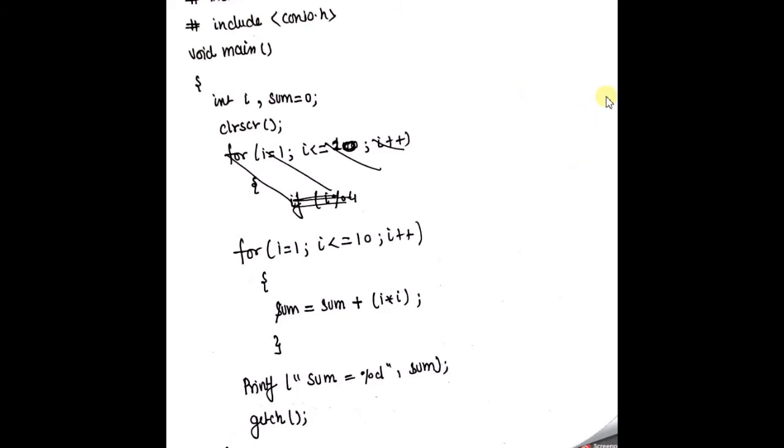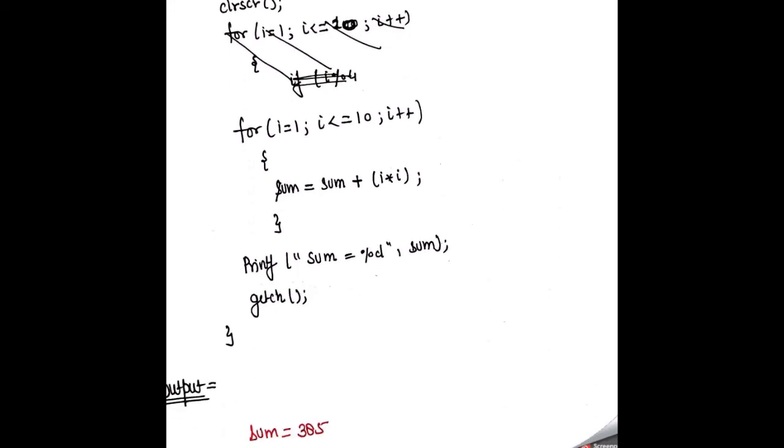1 square plus 2 square plus 3 square plus 4 square. That means you need to just look at the pattern. 1 square plus 2 square plus 3 square. Each and every time your number will be incremented by 1 and you perform the operation over that. So I am going to start our loop from 1 because I want to perform the sum of numbers starting from 1 to 10 only.